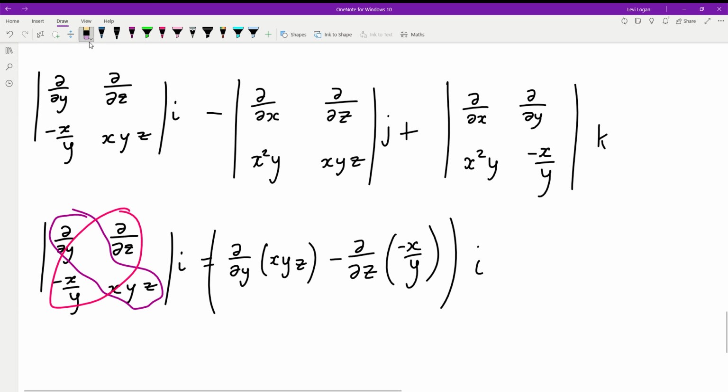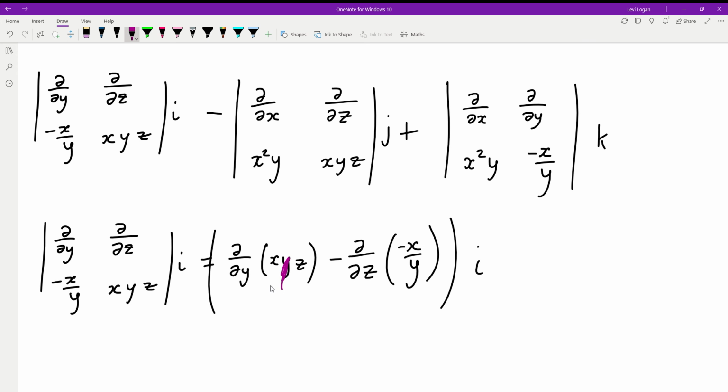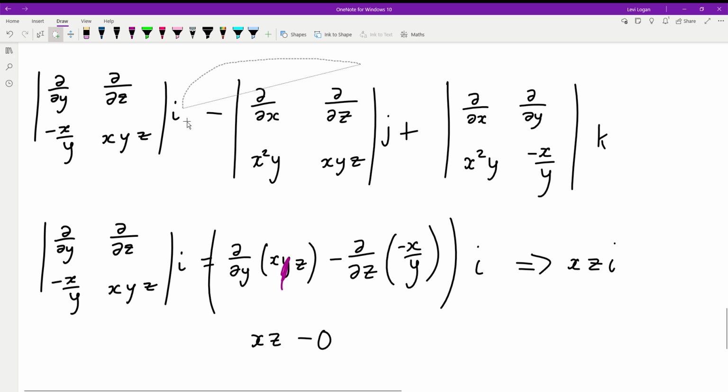So when looking at the first bit here, if you're differentiating with respect to y, the only thing you're getting rid of is this here because of the power rule. So the first bit here will be xz. Differentiating this with respect to z, it's going to be 0 because there's no z's involved. So your corresponding component will just be xz i, okay? If you have any questions about that, leave something in the comments and I'll try my best to answer it. But let's move on to the next component, okay?